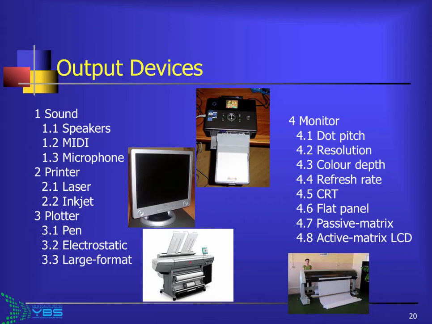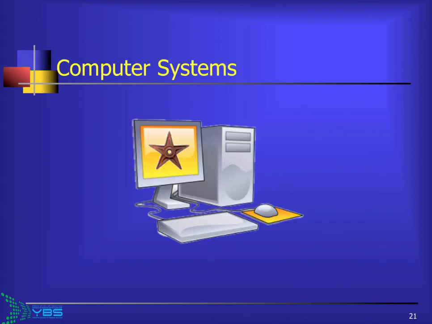Let's say printers, laser and inkjet. The plotter, which means a large-size printer, which is pen, electrostatic, and large format printers. We can talk about that, and also monitors. There are lots of different monitors from the last 10 years: dot pitch, resolution, color depth, refresh rate, CRT, flat panel, passive matrix, active matrix. The LCD screen is very important. Of course, we're going to talk about the different sounds as well, and also about this computer system.